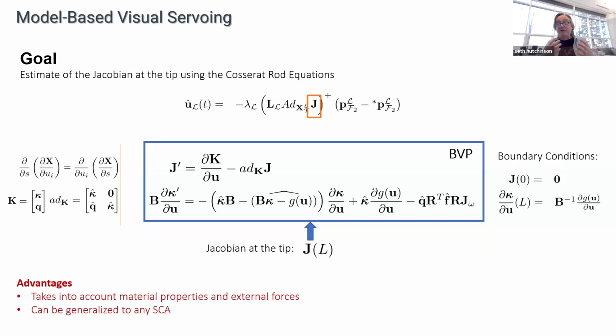And so you've got essentially now a model that comes from taking the Cosserat rod equation and doing a bit of manipulation. It takes into account some material properties and some external forces, and you can generalize this to any soft continuum arm that you like, as long as you know the geometric and inertial and elastic properties of the robot under consideration.